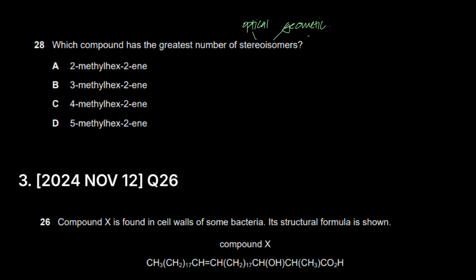Now how do you make structures out of names? Always first make the parent chain. This is my advice to all of you. If you want to make your life easy and not make your life a living hell, always make the parent structure. So it's hex-2-ene, right? So 2, 3, 4, 5, 6.